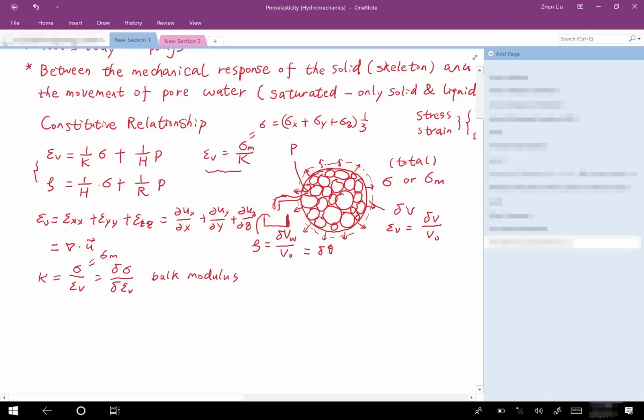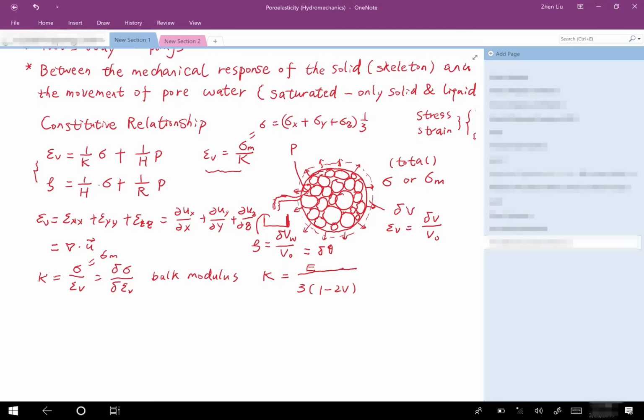So what is the relationship between K and E and nu? So you just look into it, right? That was E over 3 times 1 minus 2 nu. Okay, Anna's gave out this one, so it's wrong. Just blame Anna's, not me. So take a look at this one. I'm just kidding. Okay, so it should be like this.